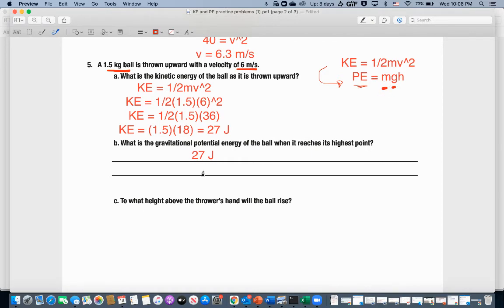So then I can go ahead and solve. I know these three, so I can just solve for h right here. I'm going to set up my equation: potential energy is equal to mgh. So 27 is equal to the mass of 1.5 times 10, and then times h. If I simplify each of my sides here, I get 27 is equal to 15 times h. I divide 27 by 15, and I believe that comes out to 1.8 meters right there. Double check me there, but I believe I did that correctly. I think it's 1.8.